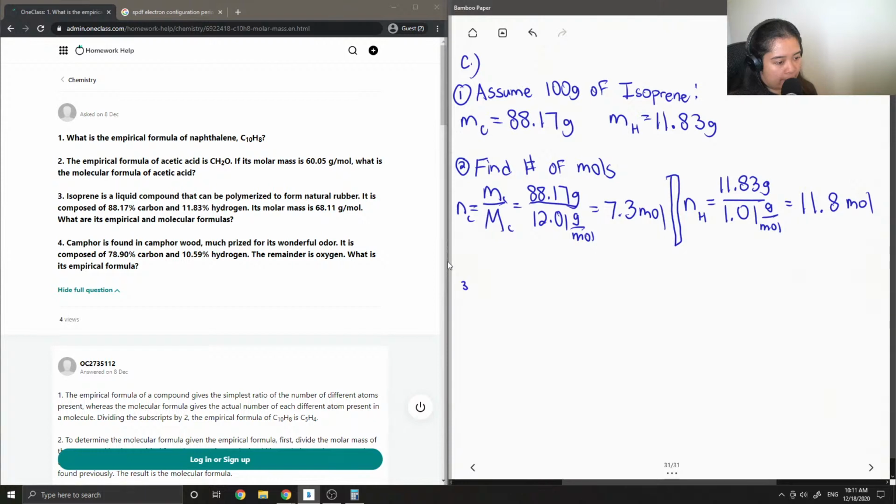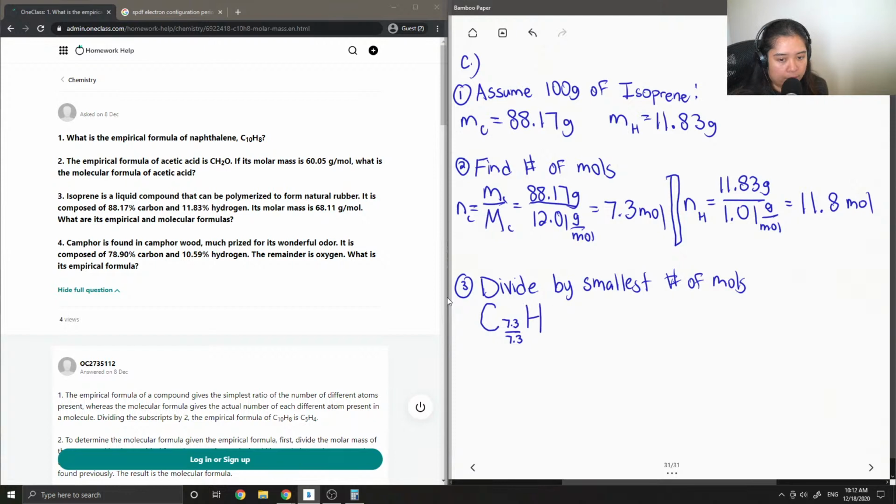Okay, so now that we have the number of moles of both, we want to divide by the smallest. So our smallest value was 7.3, and that is for carbon. So let me just show here that we divide both values by 7.3.